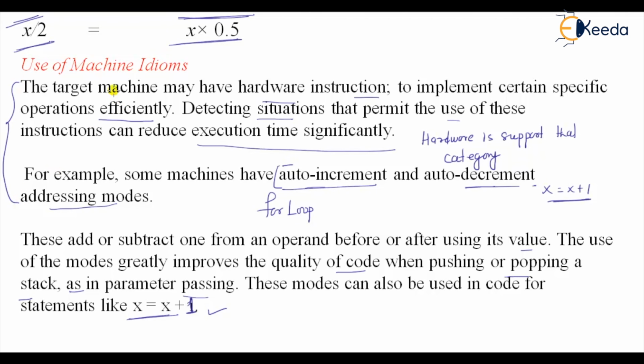The only thing it says is that if we have hardware support available for a certain category of instruction, then we just use those instructions and can greatly improve the performance. Okay, so that is the idea. That's all for this peephole optimization. I hope I'm clear over here. Okay, thank you.